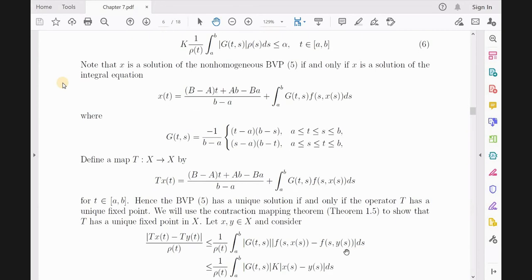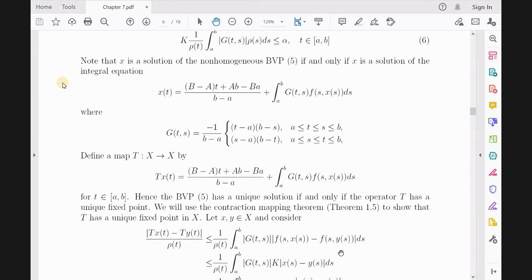Now you can see f satisfies a uniform Lipschitz condition. So you can see this is less than or equal to k|x − y|. So this is less than or equal to 1 over rho(t) integral from a to b |g(t,s)| k|x(s) − y(s)| ds.